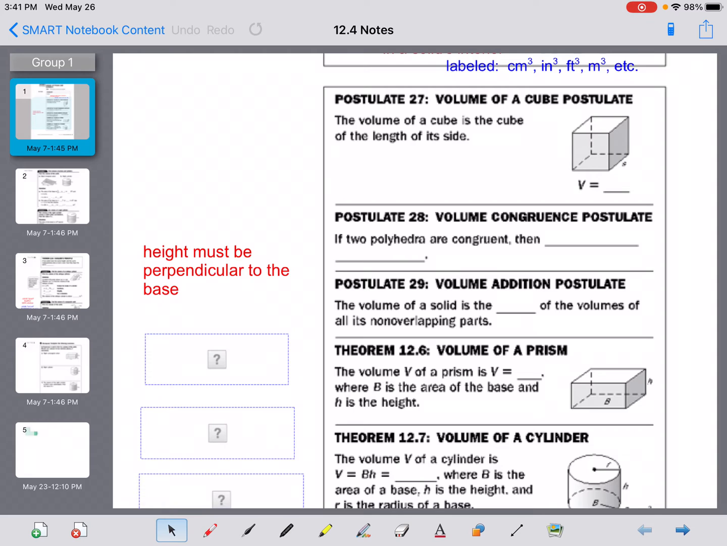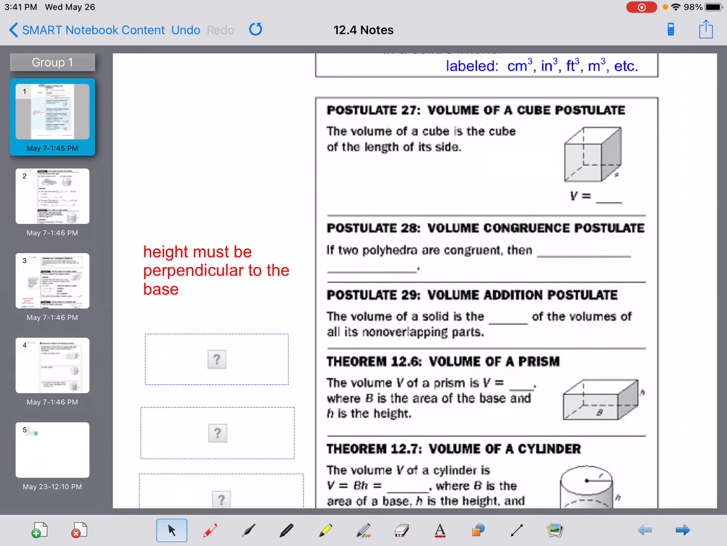So the first one we have is volume of a cube. And remember, what's special about a cube is all the sides are the same, okay? So each side is the same length. Because of that, where you would do length times width times height, it's just going to be side cubed. So the volume of a cube is side cubed. You can write that on your formula sheet. If you don't, we can cover it when we get to volume of other shapes, okay?